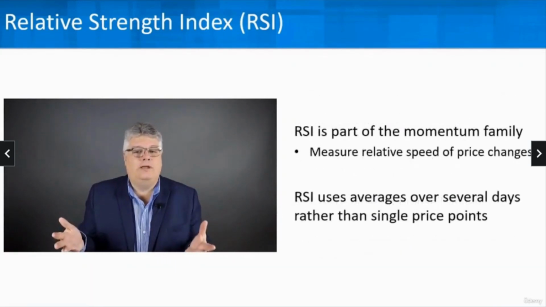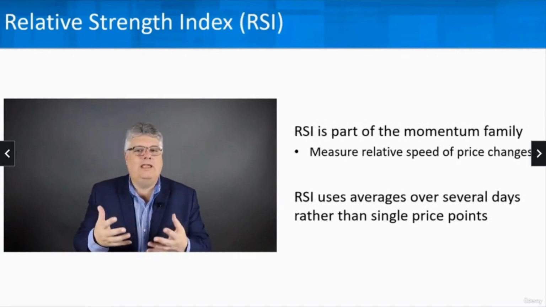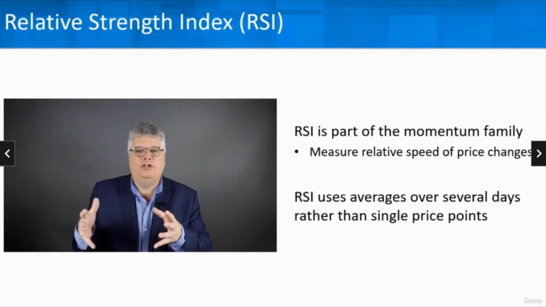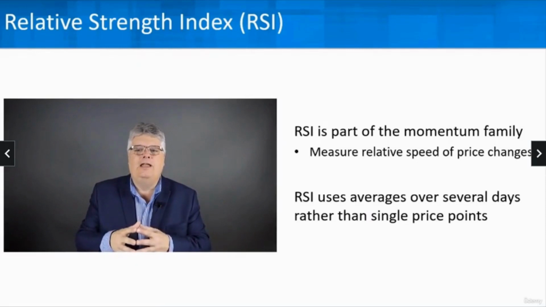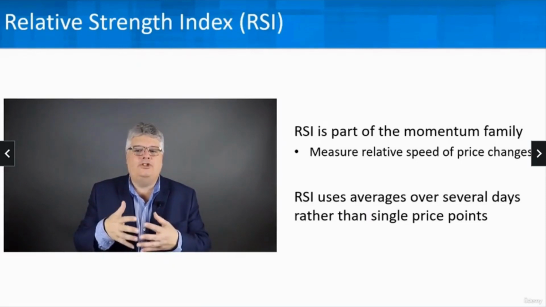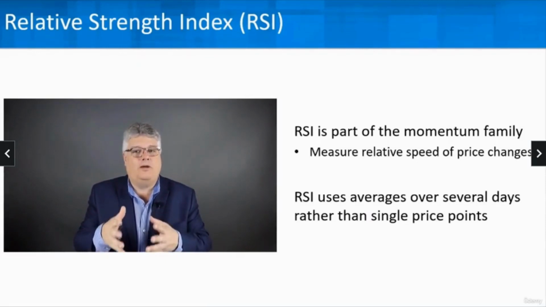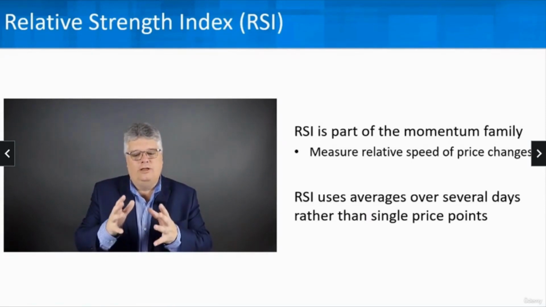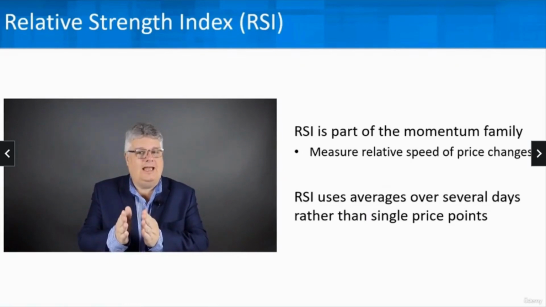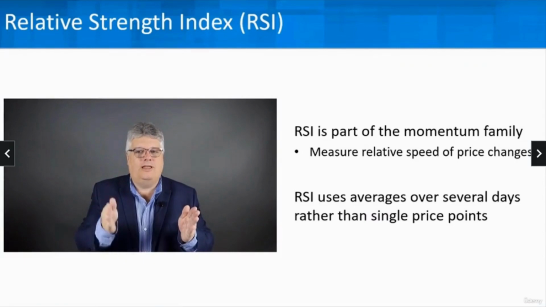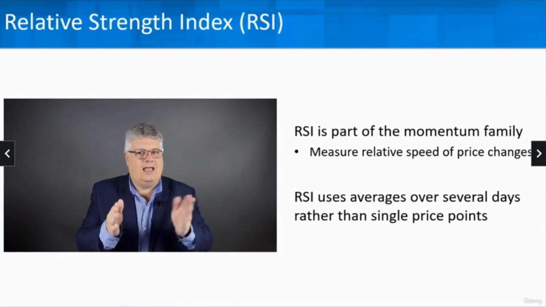As I mentioned, it's part of the momentum family, and so it's looking at the relative speed of the price changes, or how it's accelerating, decelerating. And the difference is it's going to use averages over several days rather than a single price point. So you remember from the traditional ROC momentum lesson, or rate of change, if I was looking at 10 days, I would go back 10 days and look at the price there, using the platform to automatically calculate. But it's basically a 10-day look back in that example, and it doesn't care about what happens in between, it's just that 10-day one.